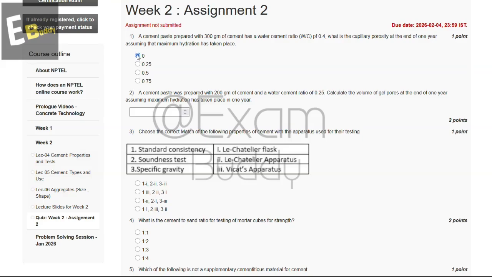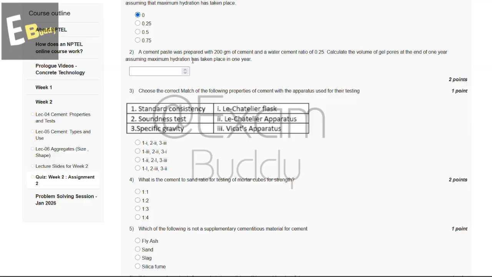And now let's go to our question number 2. A cement paste was prepared with 200 gram of cement and a water cement ratio of 0.25. Calculate the volume of gel pores at the end of 1 year assuming maximum hydration has taken place in 1 year. So the answer of our second question is 38.8.